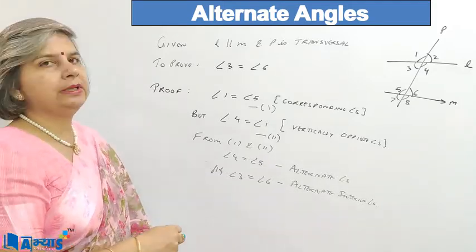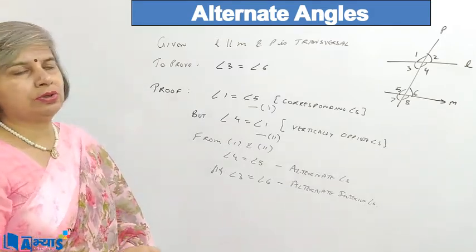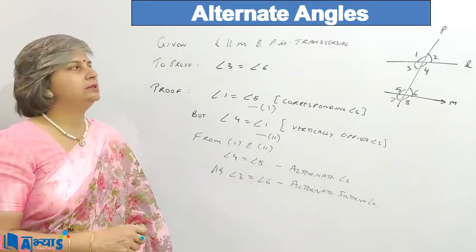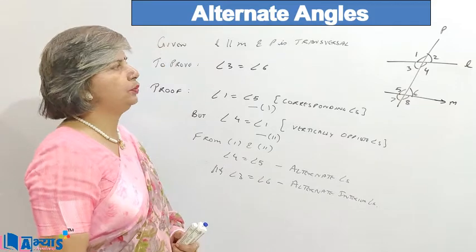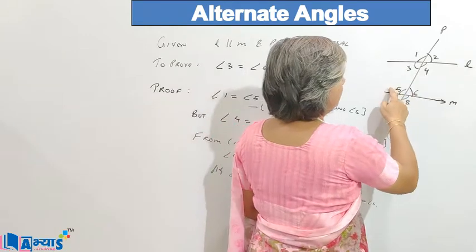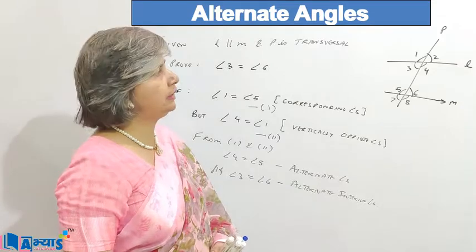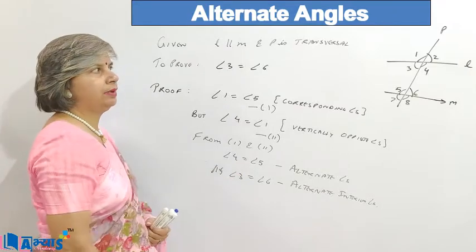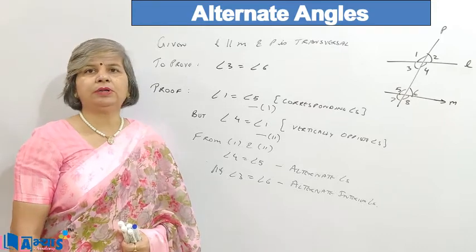So to prove that alternate interior angles are equal, we have used the concept of corresponding angles. The axiom for the corresponding angles states that the corresponding angles are equal, and we know that angle 1 and angle 5 are corresponding angles. Similarly 2 and 6 are also corresponding angles. Now as we have taken 1 is equal to 5 because they are corresponding angles, and angle 4 is equal to angle 1 because they are vertically opposite angles. From these two statements we have reached angle 4 is equal to angle 5, but they are alternate angles. Hence we have proved that in case of parallel lines the alternate angles are equal.